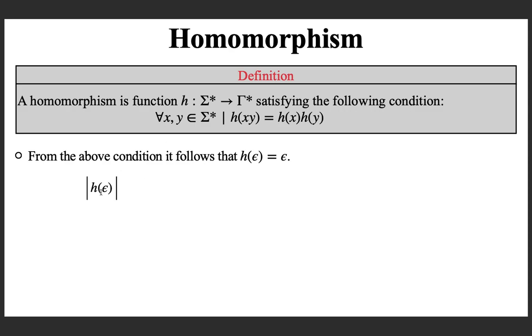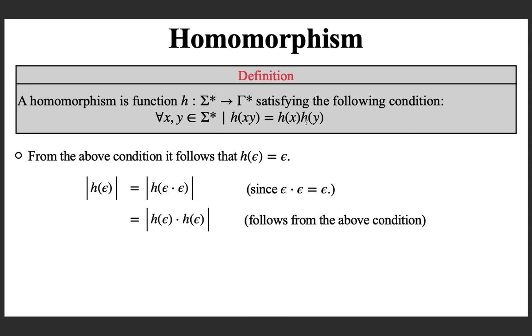Why? If you look at the length of the homomorphic image of epsilon, it is nothing but the length of the homomorphic image of epsilon concatenated with epsilon, because we know that epsilon concatenated with epsilon is nothing but epsilon. Now from the above property, the homomorphic image of epsilon concatenated with epsilon is the homomorphic image of epsilon concatenated with the homomorphic image of epsilon.